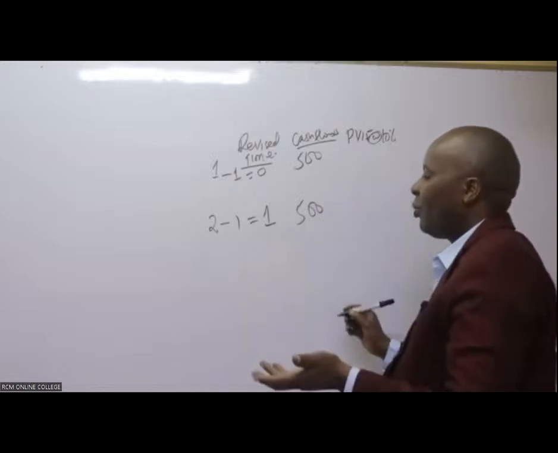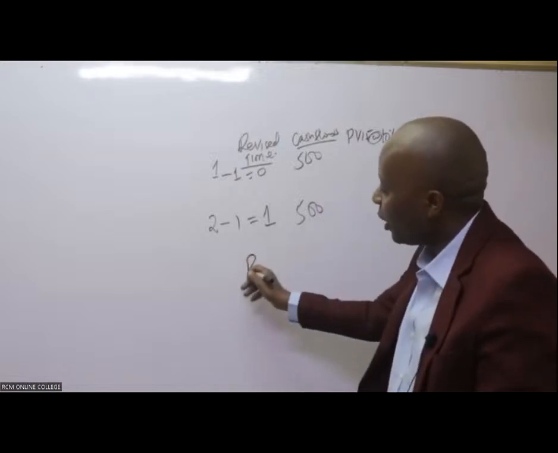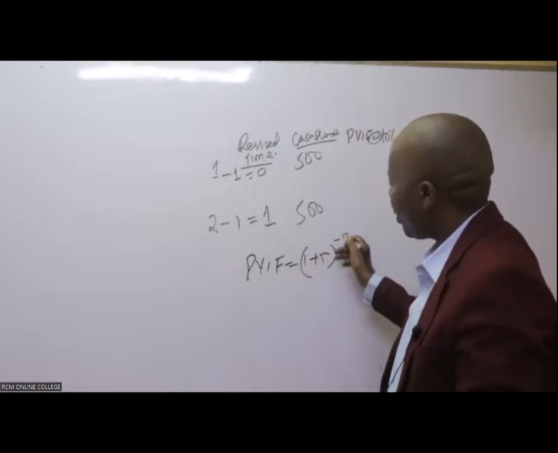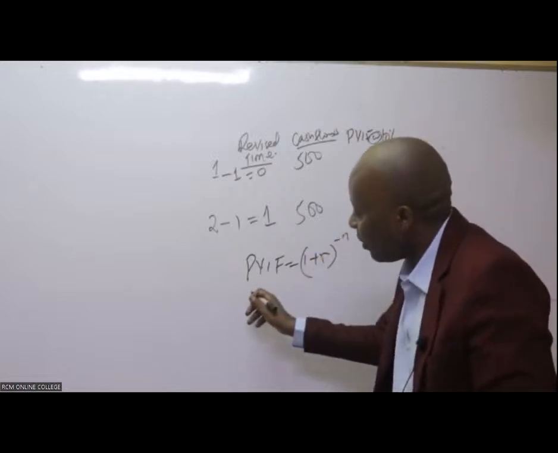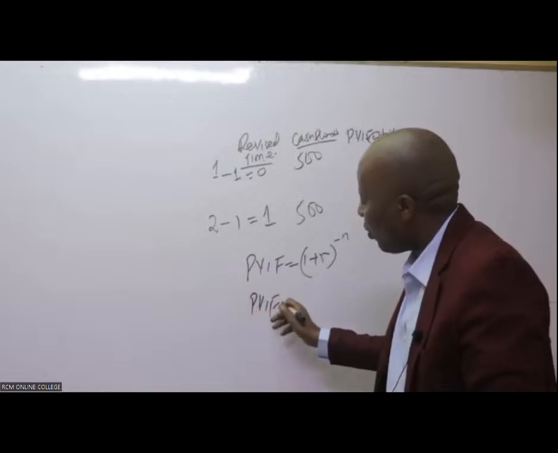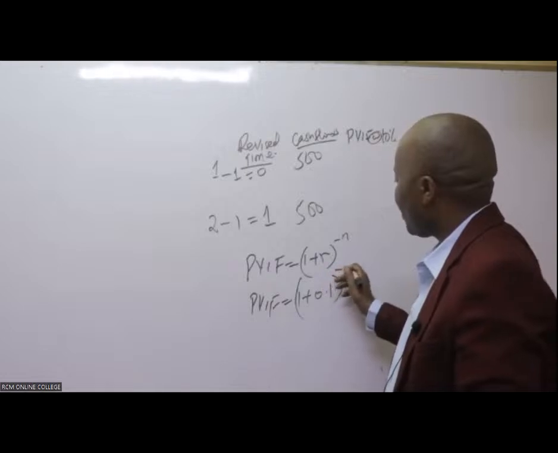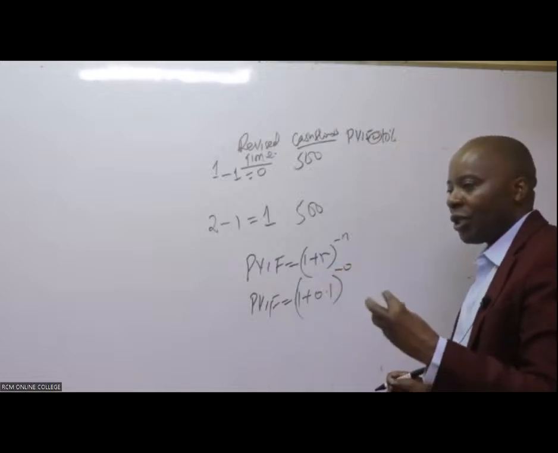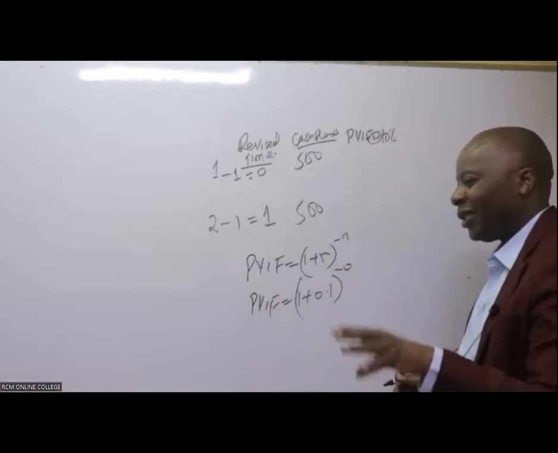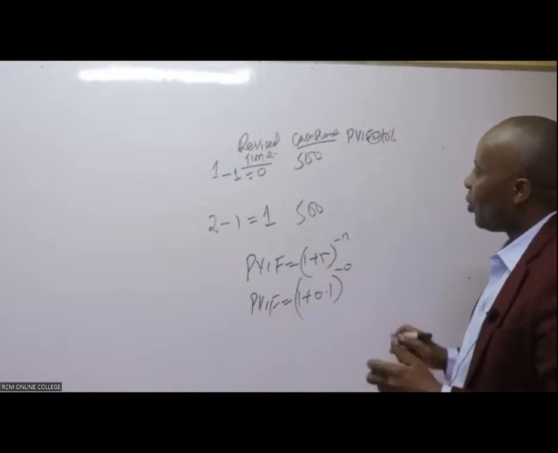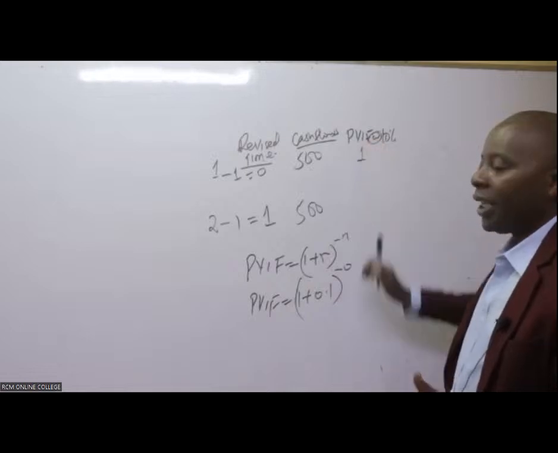You can even use the formula. We know the PVF formula is 1 plus R raised to negative n. So PVF here will be 1 plus R, where R is 0.1, raised to negative 0. Could you kindly not write anything, just give me this answer. 1 plus 0.1 raised to negative 0 gives me what figure? Somebody there gives me 1.